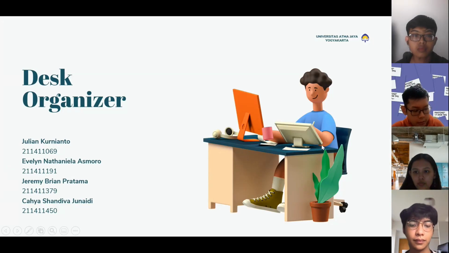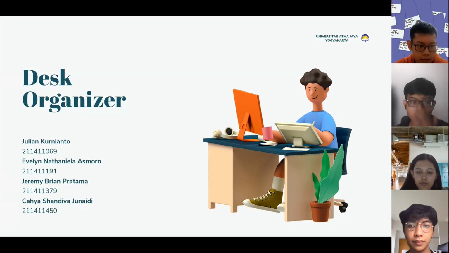Okay, hello everyone. We are from group I1. We will give a presentation about our project, which is the desk organizer. Let me introduce our group. I myself am Julian Kurnianto, and there are also Evelyn, Jeremy, and Saya.